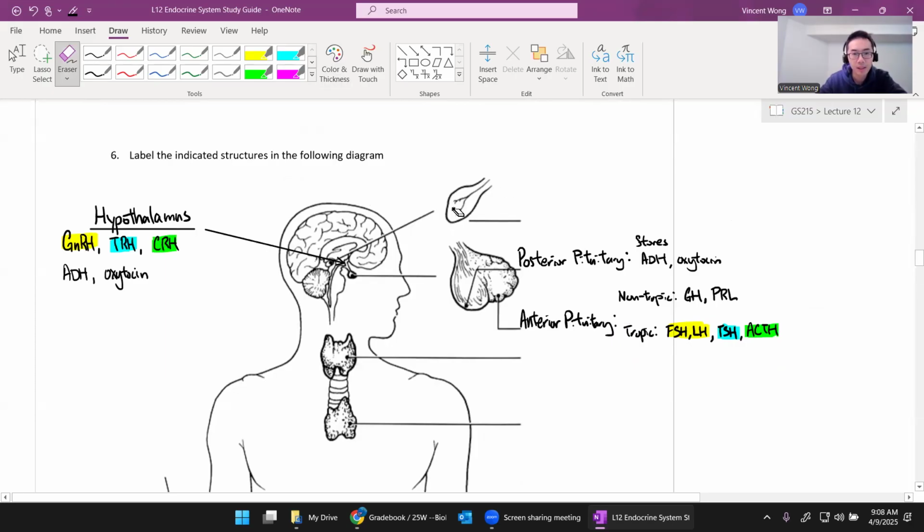Now this one right here on top, this is the pineal gland, and it secretes melatonin. Melatonin helps you fall asleep.